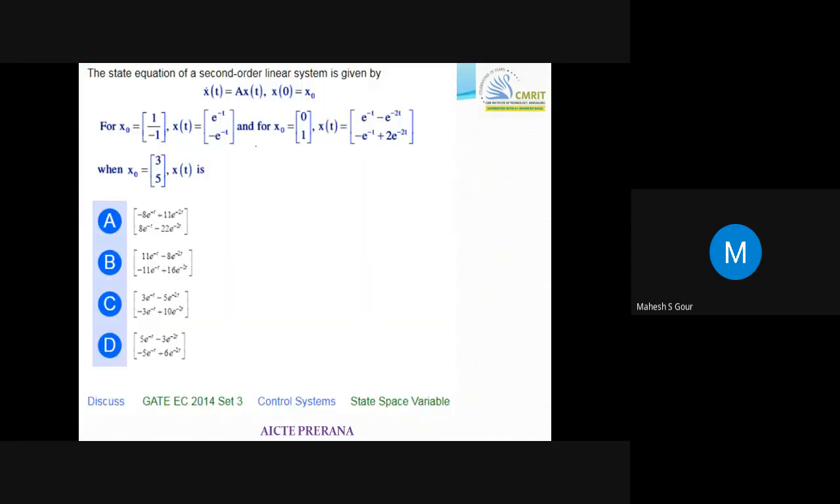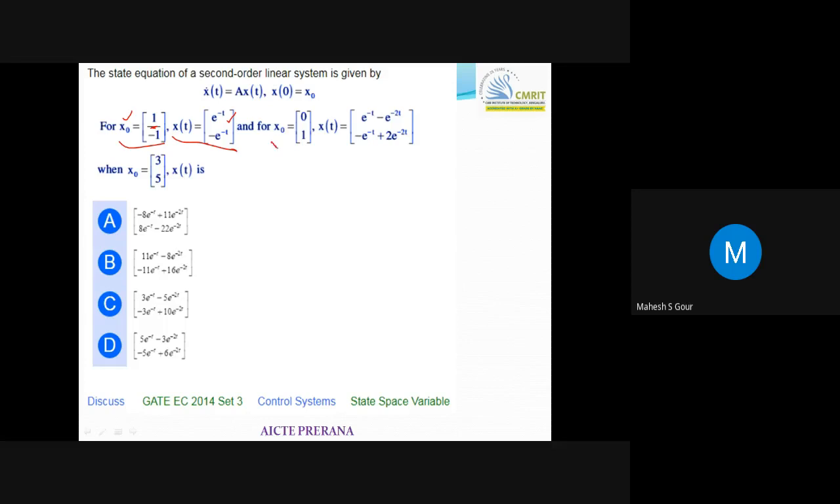I'll take 2 minutes. So what is asked? See, it is given, there is no divided by here. Here x naught is given, and they are given x of t. It means when x naught, your initial condition, is 1 and -1, your answer, your input or your x of t, was e power minus t and this.